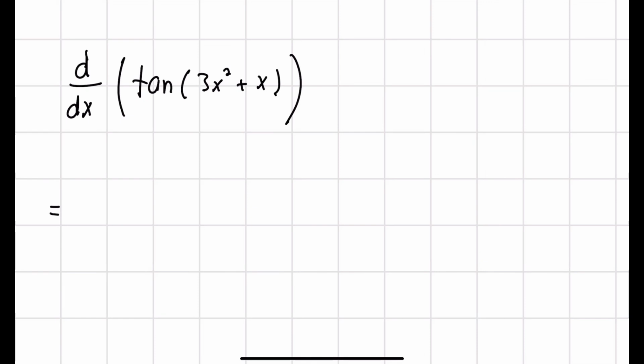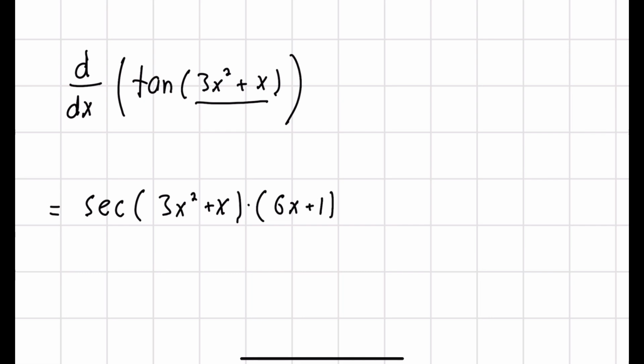In our next example, we have the derivative of tan 3x squared plus x. So the derivative will be secant 3x squared plus x times the derivative of 3x squared plus x. So the derivative of 3x squared would be 6x, and the derivative of x is simply 1. And here is our final answer.